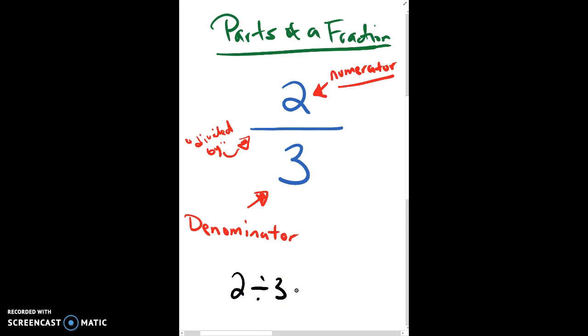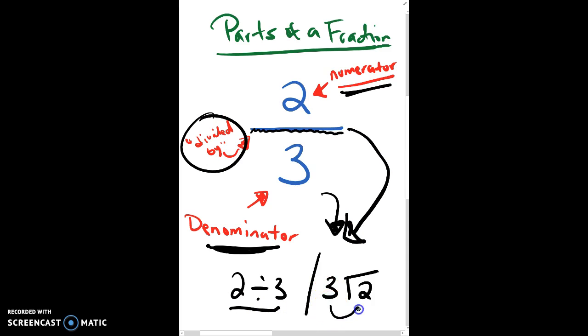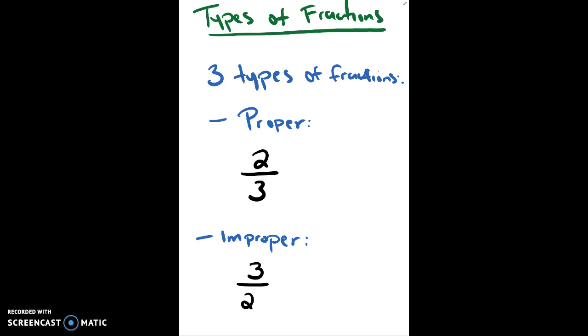Or how many 3's can go into 2. Okay. Keep this in mind because it's going to be very, very handy as we move on with fractions. So the number on top is called the numerator. The number on the bottom is called the denominator. This bar right here means divided by, and that means 2 divided by 3, or how many 3's fit into 2.